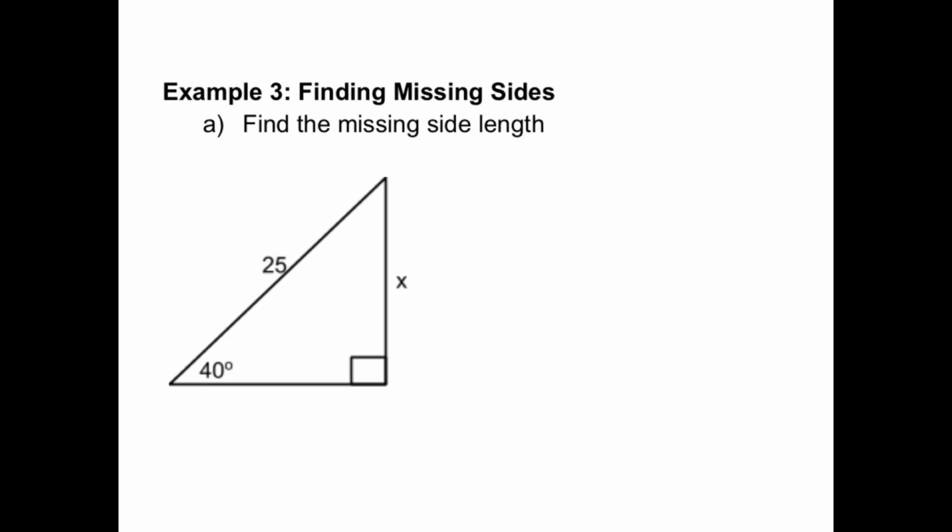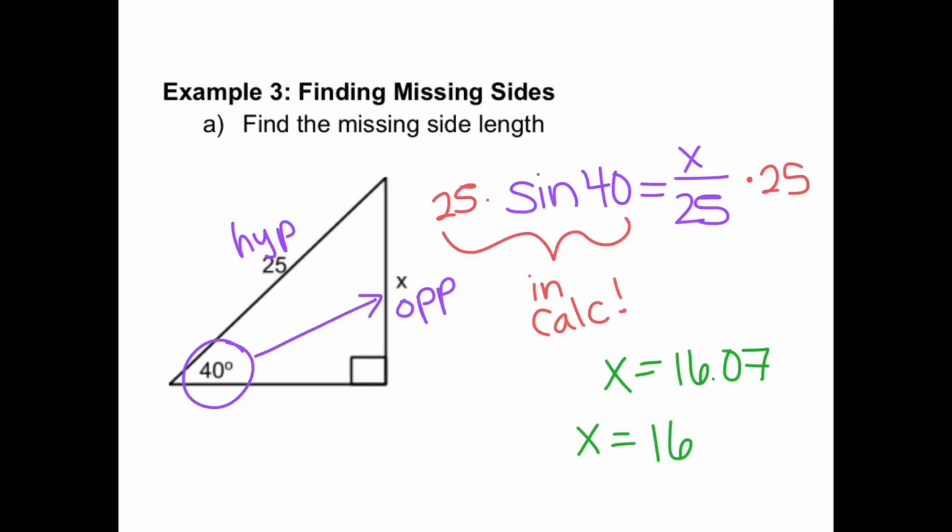The second type of problem I'd really like you to be able to use trig functions for is finding missing sides. Looking at our right triangle, normally with missing sides of a right triangle, we would use the Pythagorean theorem. But in this case, I only know one given side. I'm trying to find one specific side, and I don't know what this side is down here, so I don't have enough information to use the Pythagorean theorem. Luckily, I have an angle measure that will allow me to use trig functions.